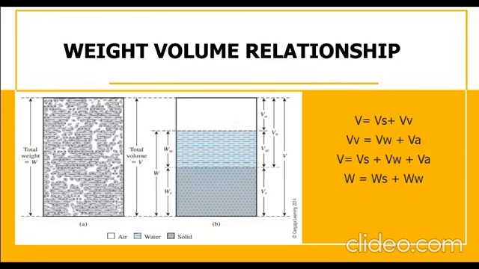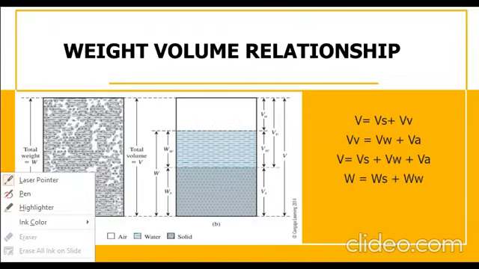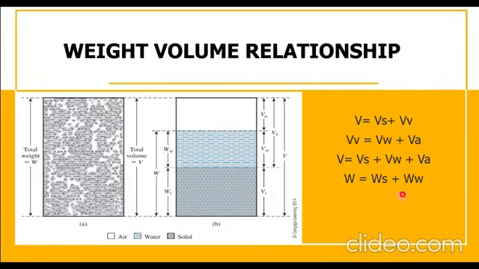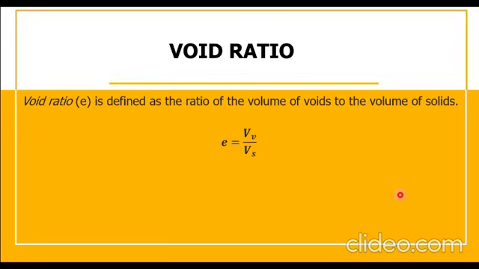Next, we're going to tackle about the weight of soil. So the weight of soil is equal to the weight of soil solids plus weight of water. Why is that? There is no weight of air in here because we all know that the weight of air is 0.